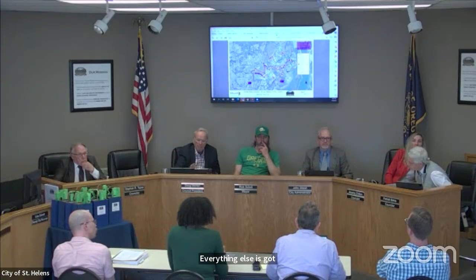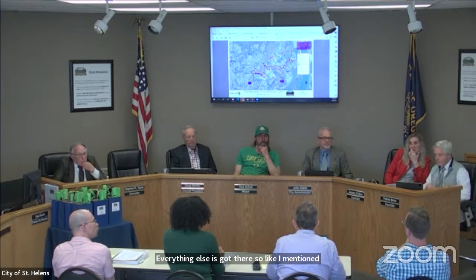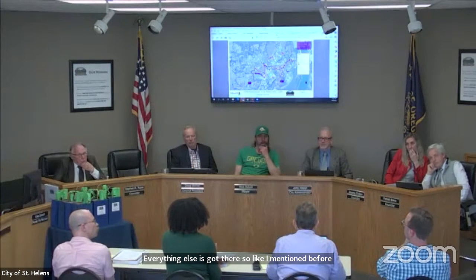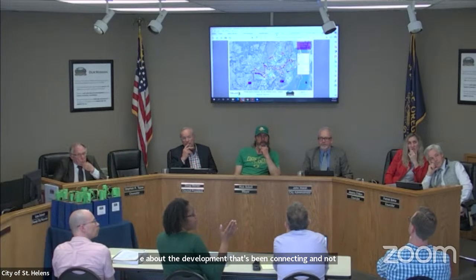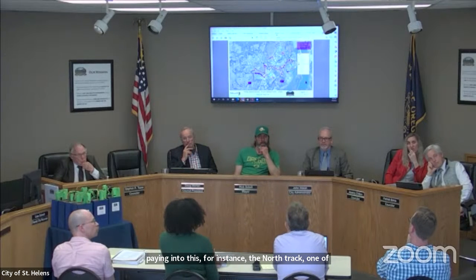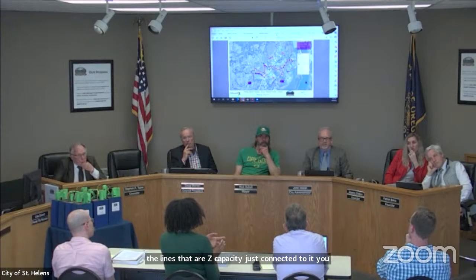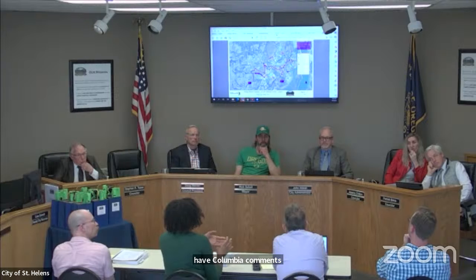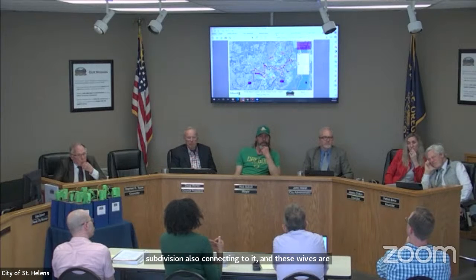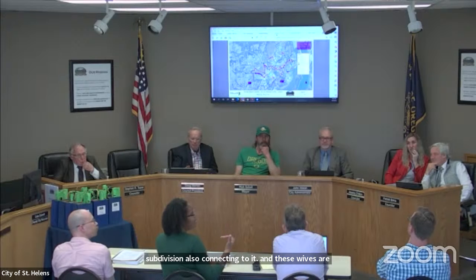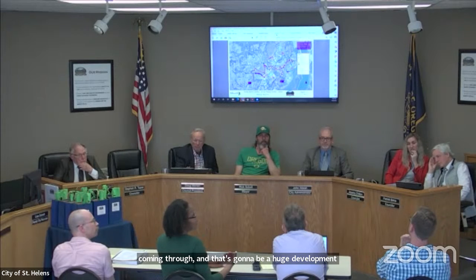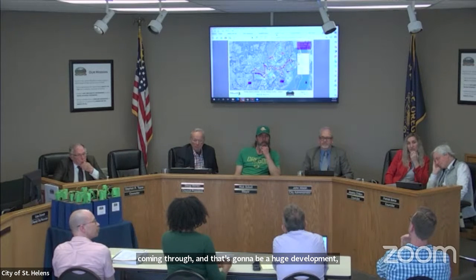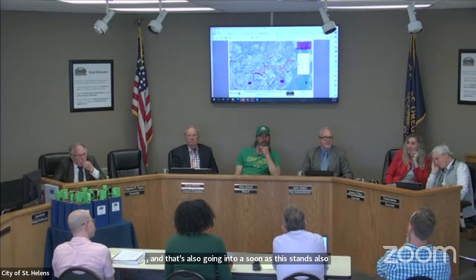So like we mentioned before, about the development that's been connecting and not paying into this. For instance, the north trunk, one of the lines that's on capacity, Greystone is just connected to it. We have Columbia Commons subdivision that's also connecting to it. And these lines are already undersized. And then Elk Ridge 87 is coming through, and that's going to be a huge development, and that's also going into a sewer system that's undersized as well. So this is pretty large.